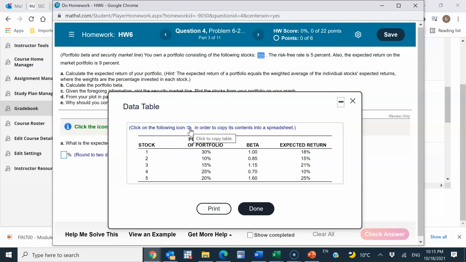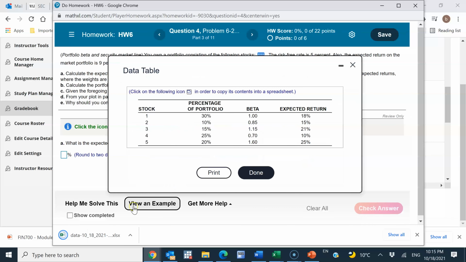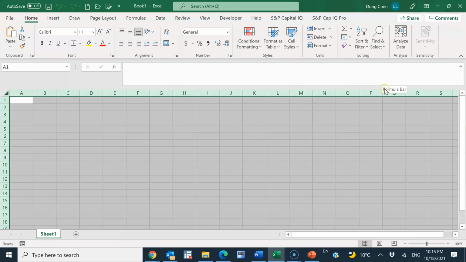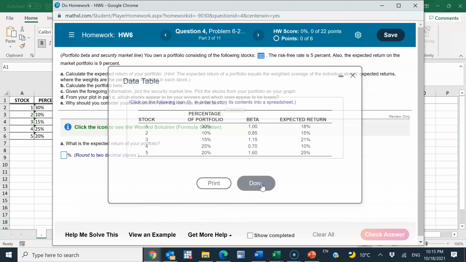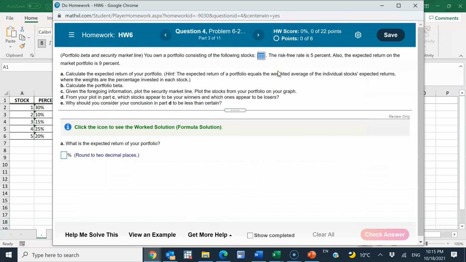So what's cool about this table is that we can actually copy this directly in Excel, which will make the calculation much easier to do. So once we open that in Excel, we can go back and finish the setup. The risk-free rate is 5%. Also, the expected return on the market portfolio is 9%. Calculate the expected return of your portfolio.